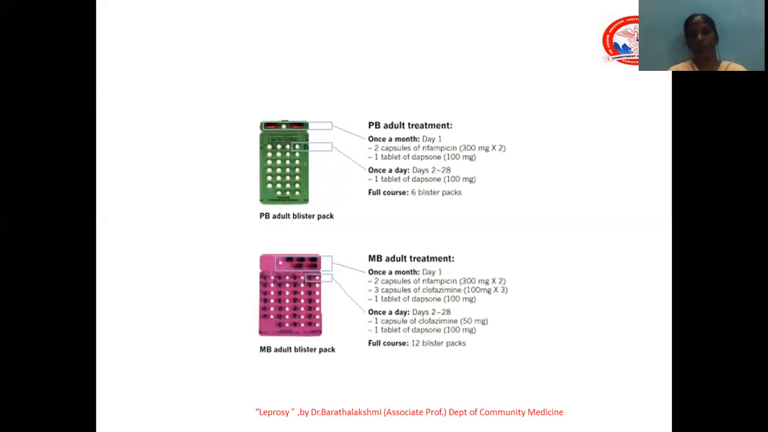Similarly, for 12 months, 12 blister packs. At a time, 1 blister pack will be given to a patient for a month. If he gives a proper reason, such as transport not being available or that he is going away from his place, he can be handed over the next strip also. That is called flexible multi-drug therapy.